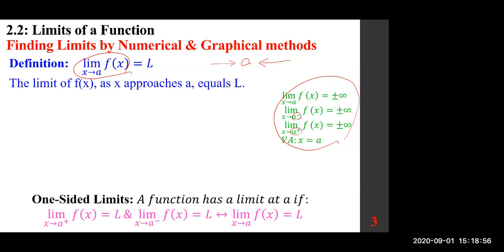So when we say a and we put a negative at top, it doesn't mean minus, it means a from the left. It is known as a one-sided limit. We're going to look at this, okay? And when we say a plus, that means a from the right. All right. If the result is infinity or negative infinity, that gives rise to the equation of a vertical asymptote.